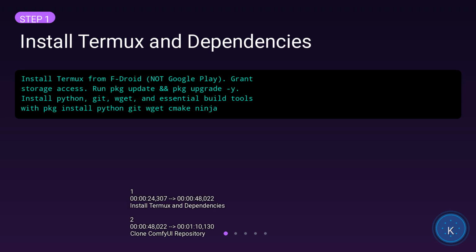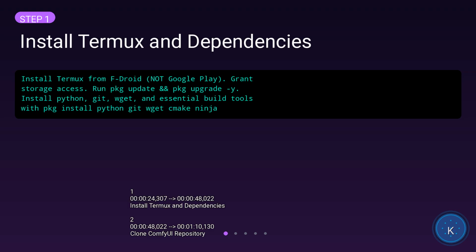Install Termux from F-Droid, not Google Play. Grant storage access. Run package update and package upgrade. Install Python, Git, and essential build tools with pkg install python git make ninja.